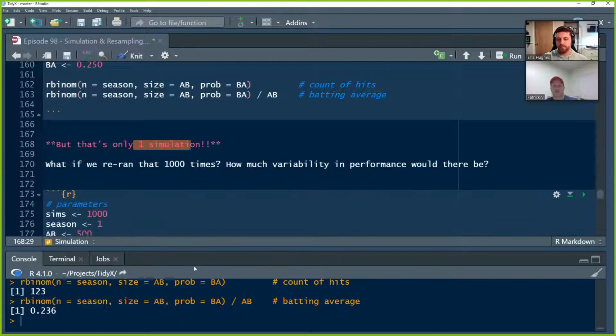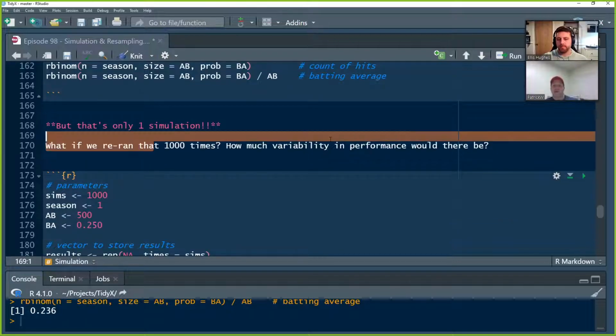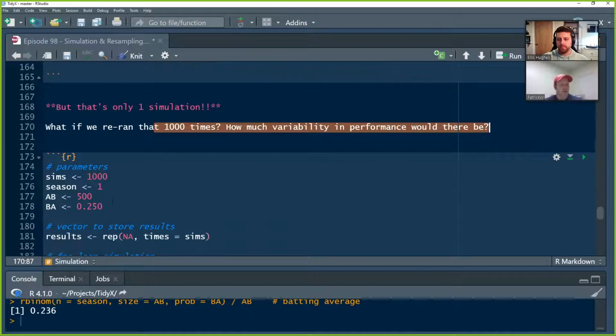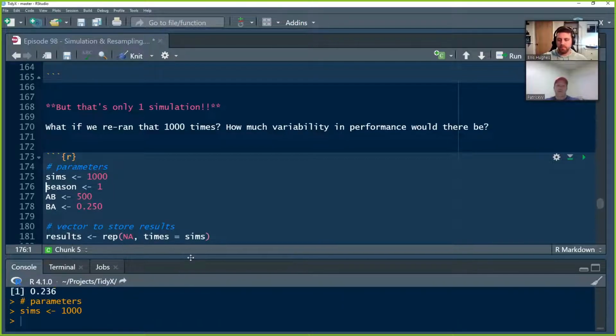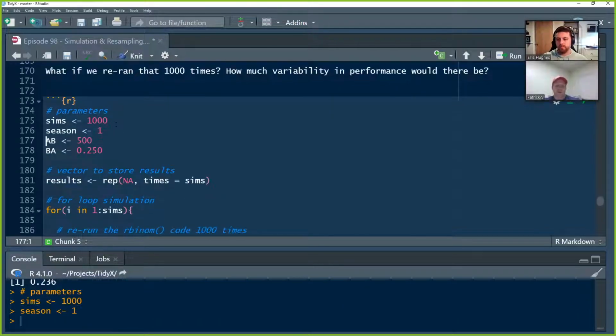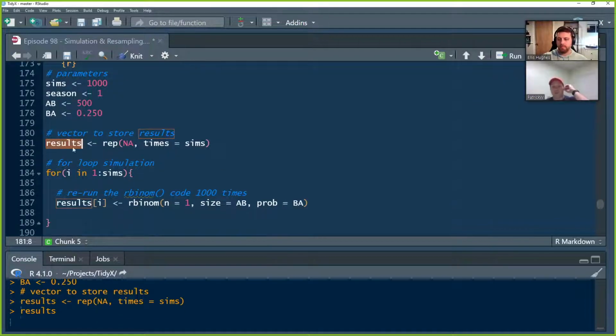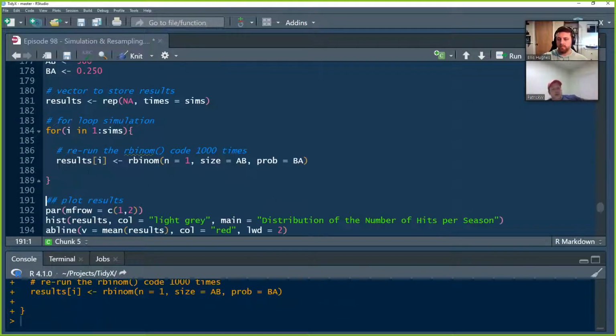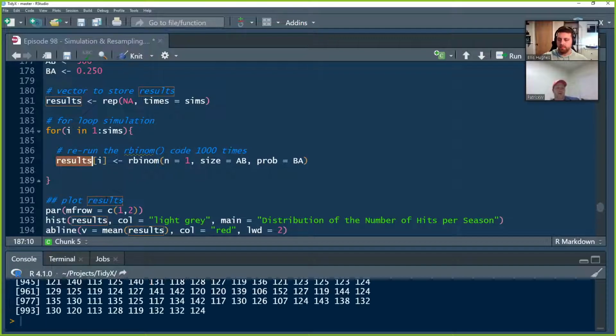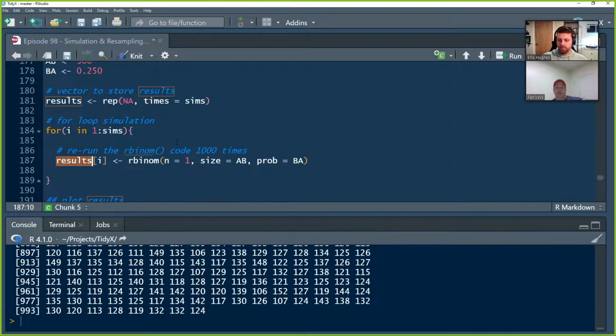So let's create a bunch of simulations and see how much distribution there would be. Like, what if we ran this 1,000 times? How much variability in performance would there be? So we're going to simulate 1,000 seasons, or 1,000 simulations of one season at 500 at-bats with a batting average of .250. We're going to, again, allocate some space to storing the results. So we have 1,000 NAs, and we run our simulation, which is doing exactly what we did above.